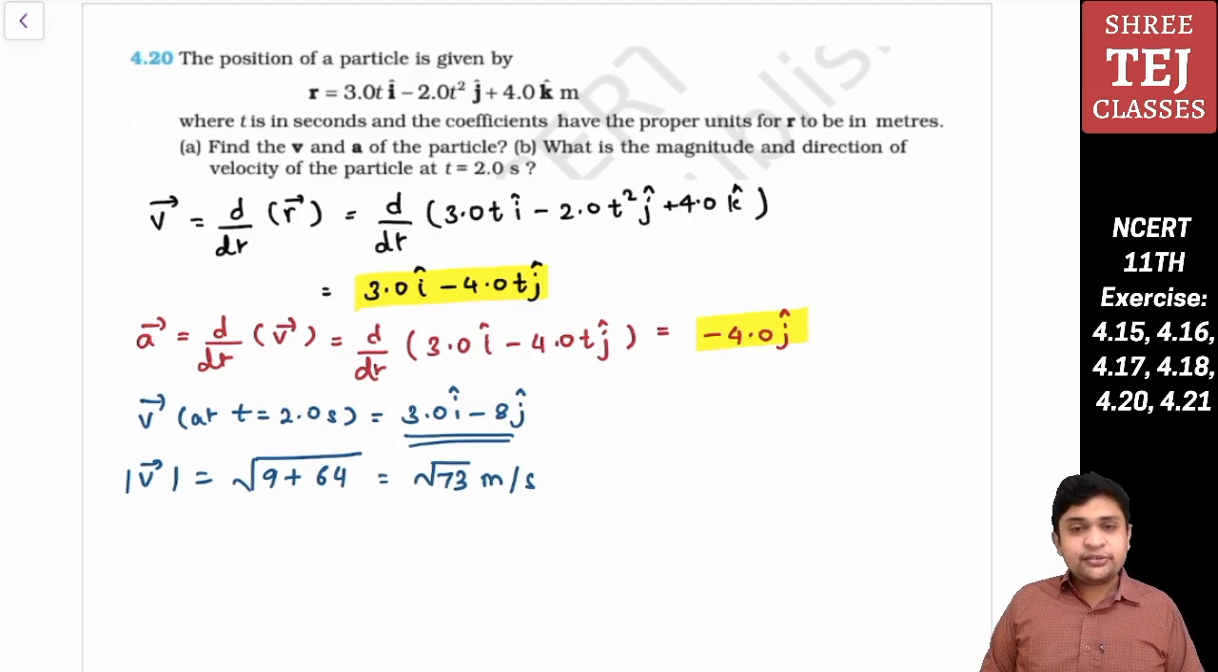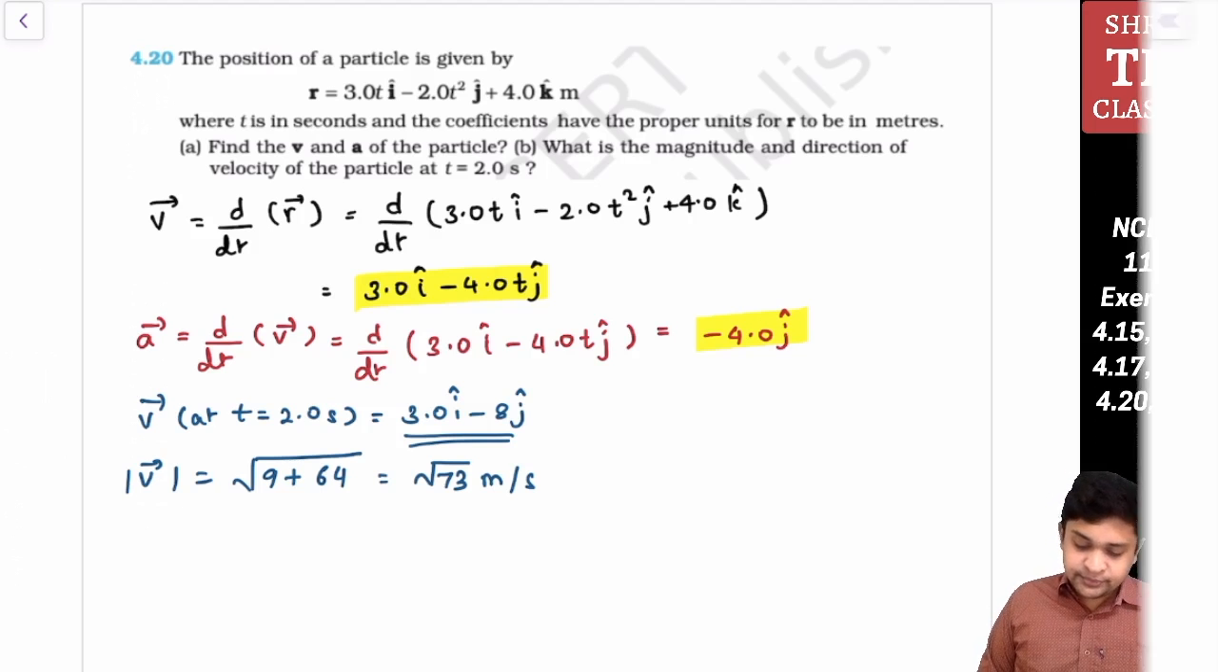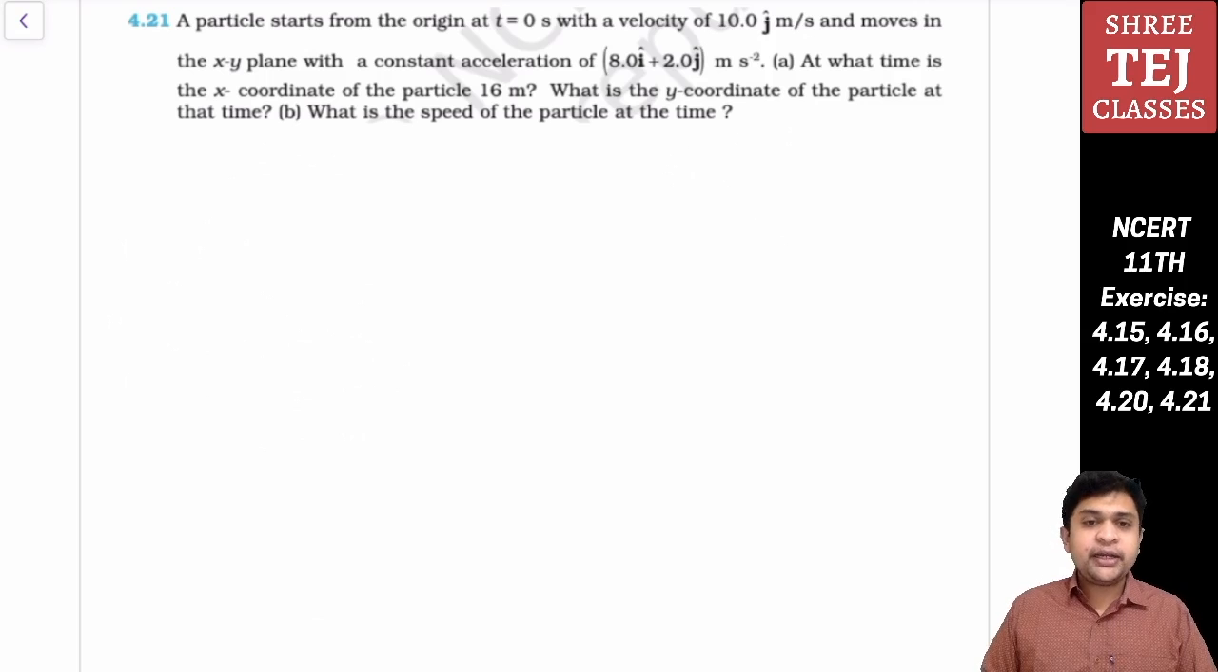Let us move to the final question that we will cover in this video, which is 4.21. A particle starts from origin at t equal to 0 seconds with velocity of 10.0 j cap meter per second. So its initial velocity is only in the y direction and moves in the xy plane with constant acceleration of 8.0 i cap plus 2.0 j cap meter per second square. So acceleration is both in x direction and y direction. At what time is the x coordinate of the particle 16 meter, and what is the y coordinate at that time, and we have to find speed of the particle at that time.